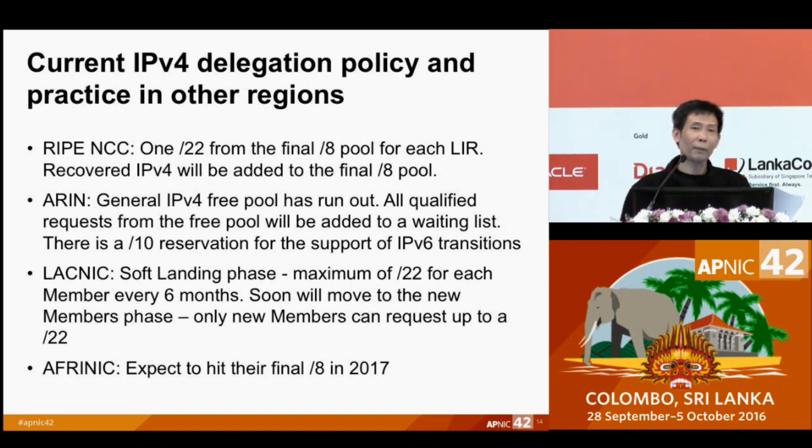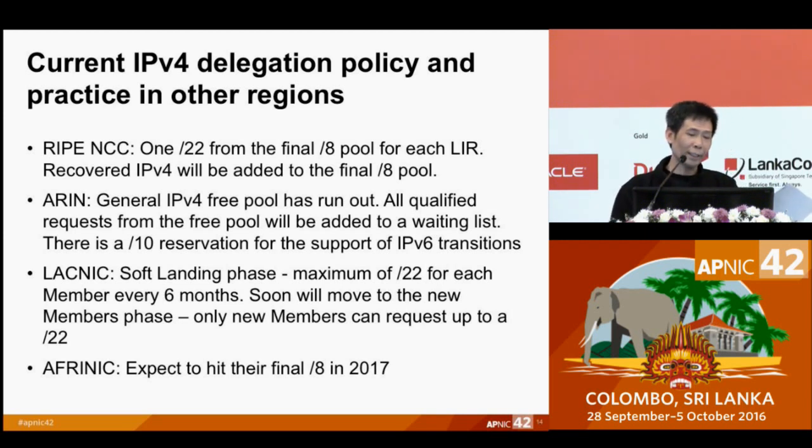I just checked the waiting list last night. There were 380 requests on the waiting list. The first one was a /16, which has been waiting for more than a year. And they also reserved a /10 to support the IPv6 transition.